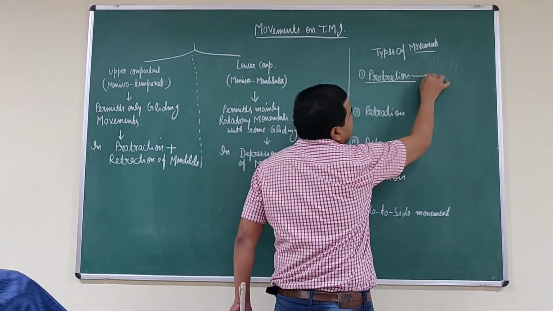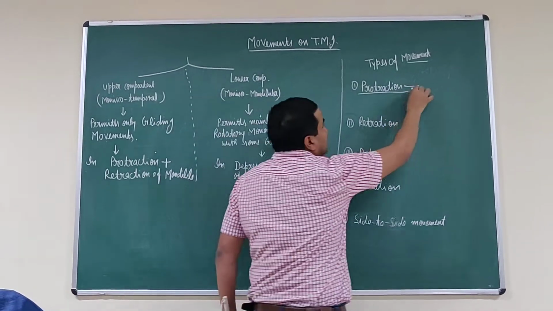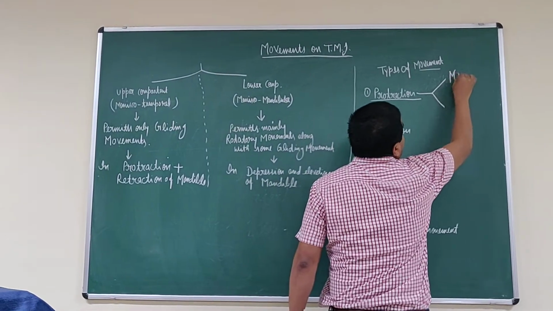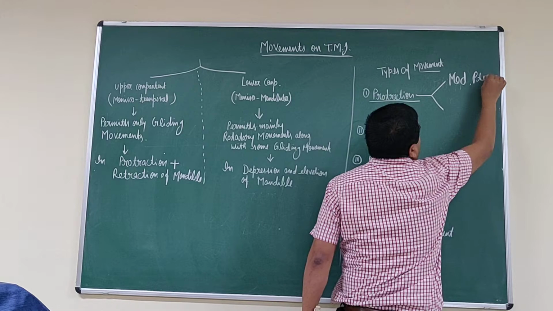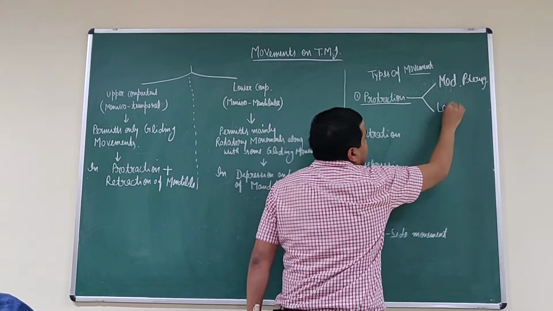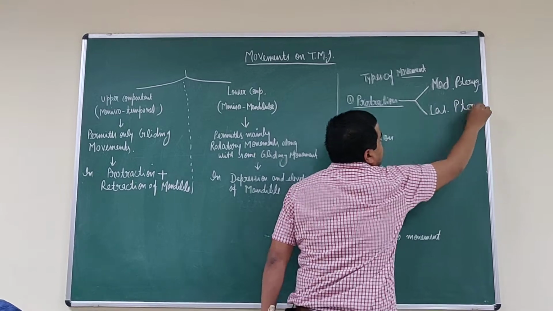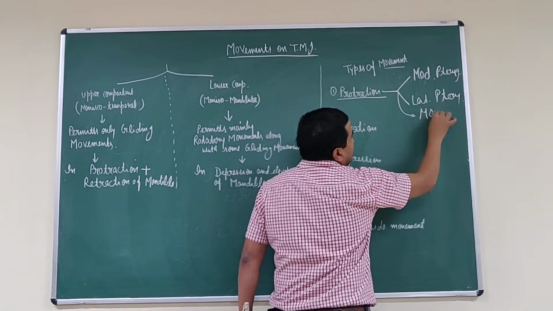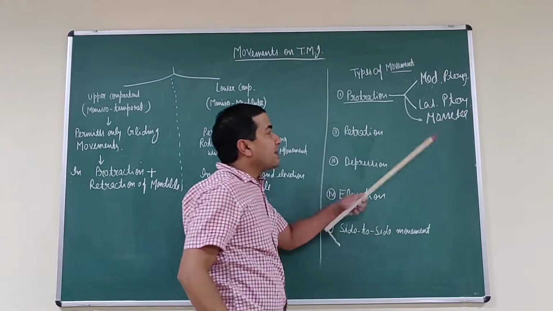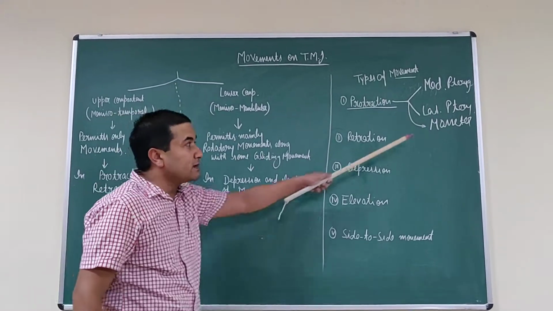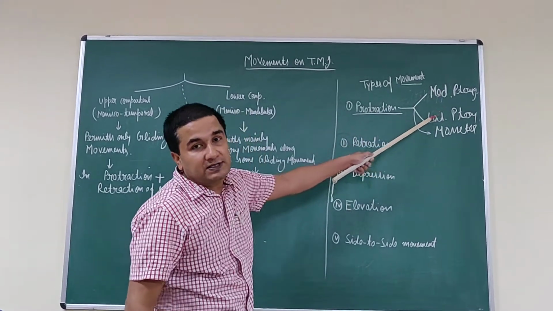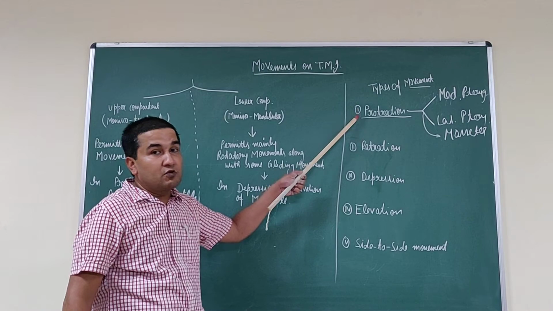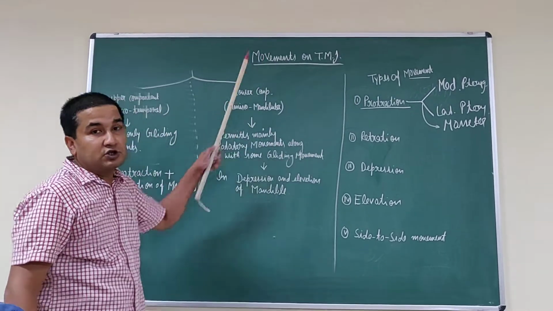So this protraction is done mainly by two important muscles of mastication, the medial pterygoid and lateral pterygoid, with some fibers of the masseter also supporting. The anterior fibers of the masseter support in the protraction of the mandible, but the main muscles are the medial and the lateral pterygoid muscles of mastication. This is the forward movement of the mandible on the temporomandibular joint.